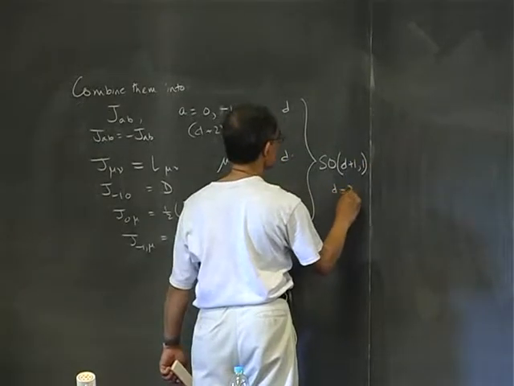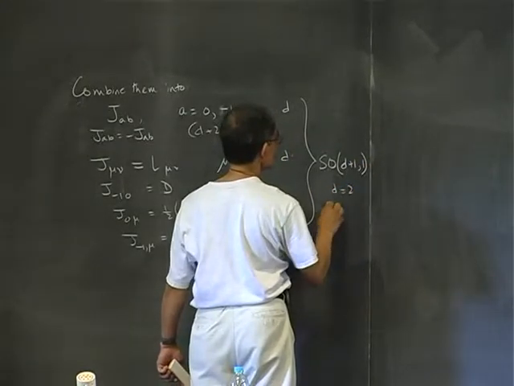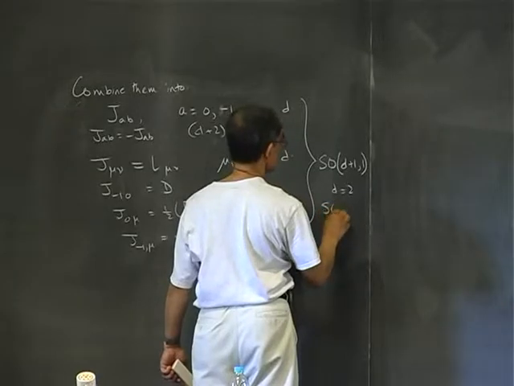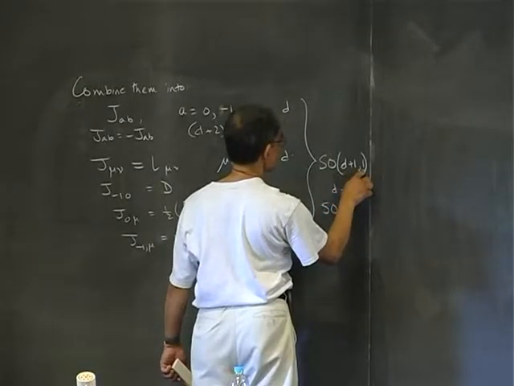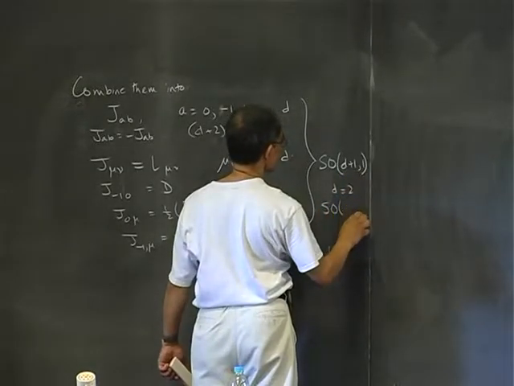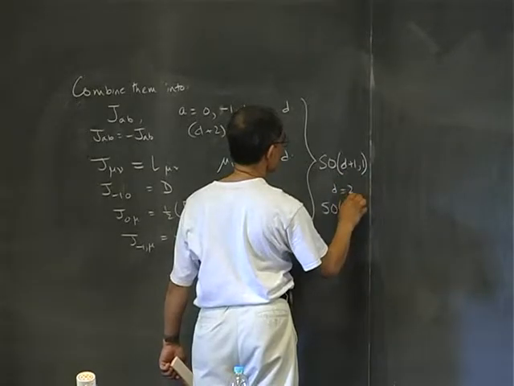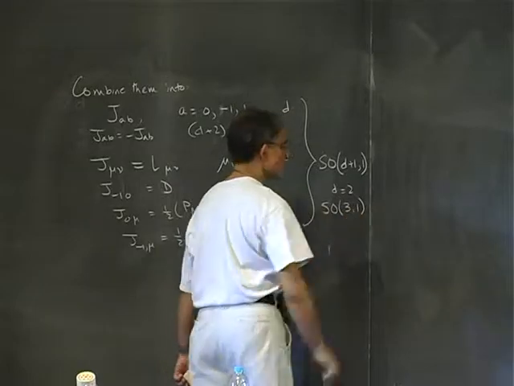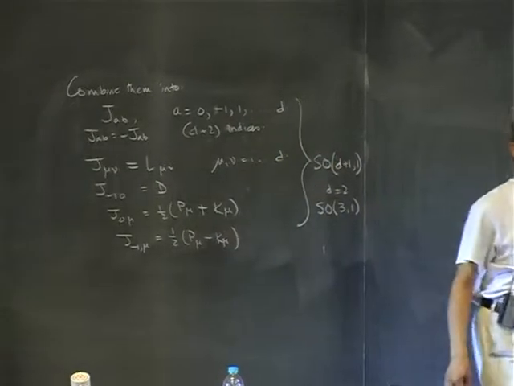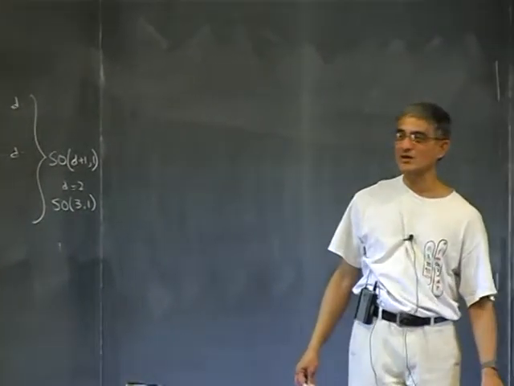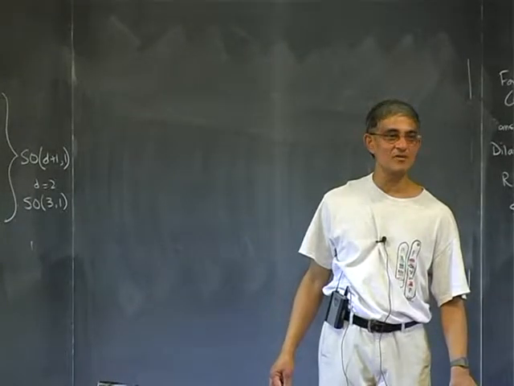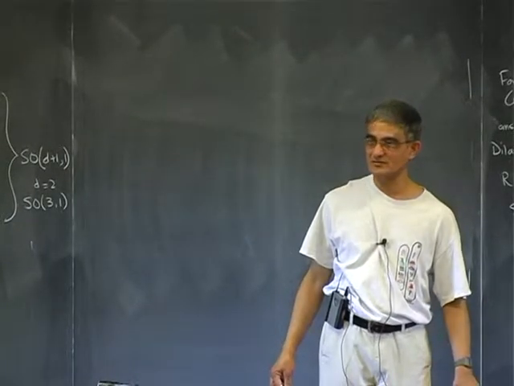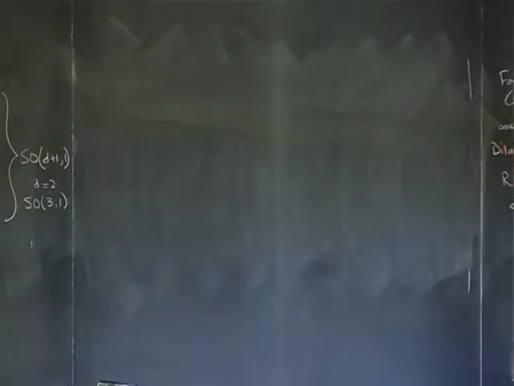So for d equal to 2, SO(3,1) has 6 generators, which are L0, L minus 1 and L plus 1, and L0 bar, L bar 1 and L bar minus 1. Okay.